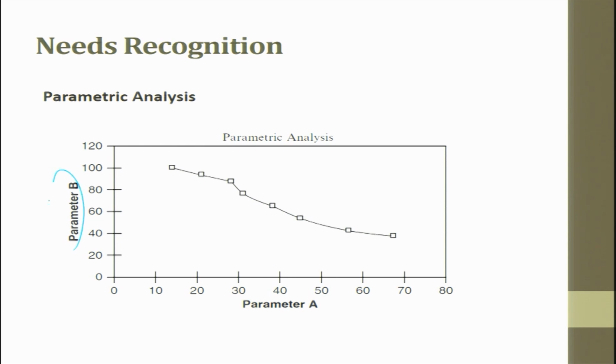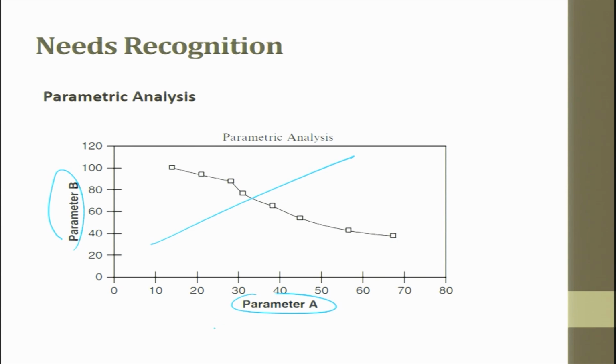So, this is parameter B, this is parameter A. As and when you start increasing the parameter A, you can see in parameter B there is a reduction. So, it is an inverse relationship between A and B. You can have positive relationships as well, and here it is only a relationship between two parameters.